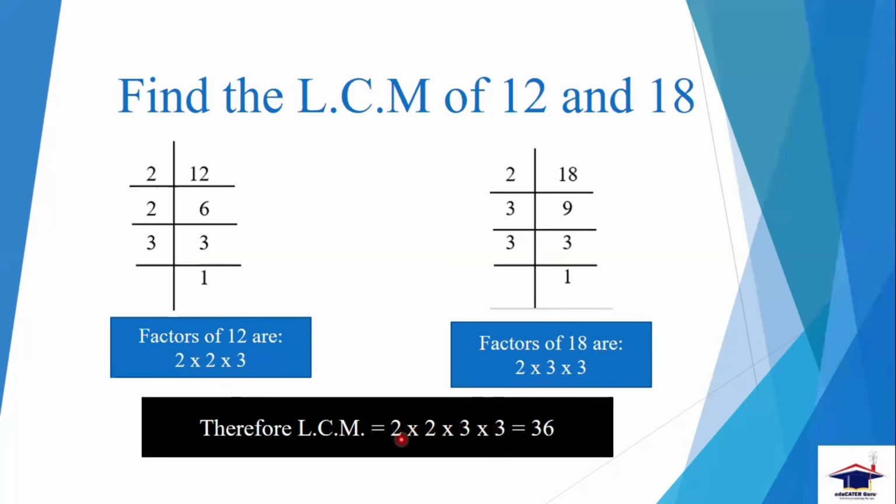So if you multiply 2 into 2 into 3 into 3, it becomes 36. So this is the LCM of 12 and 18. This is the least common multiple of 12 and 18. This is how you find LCM.